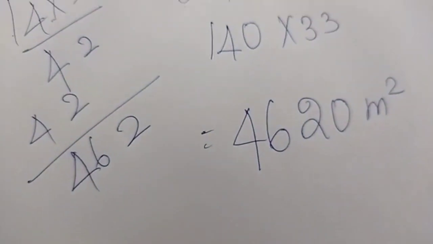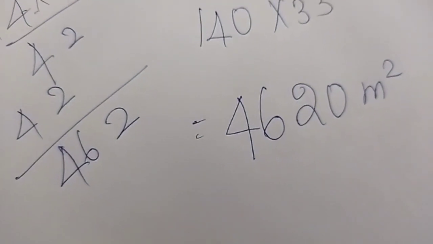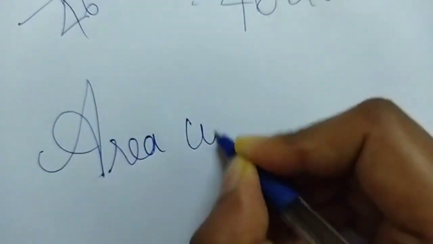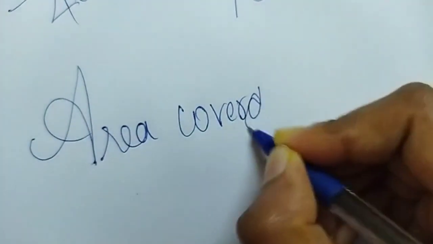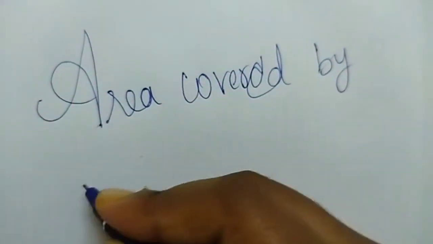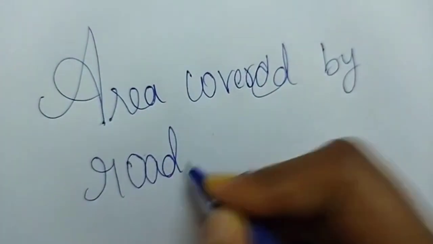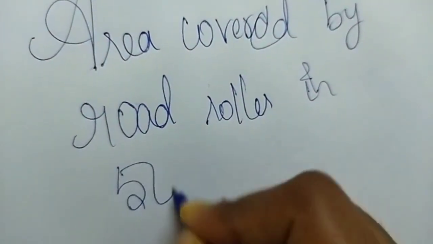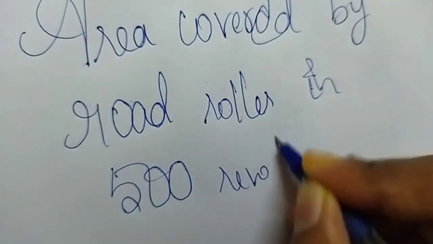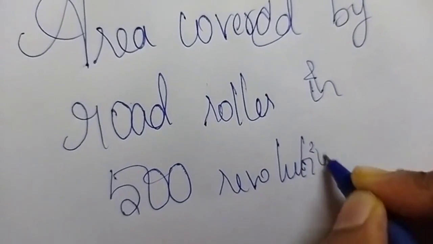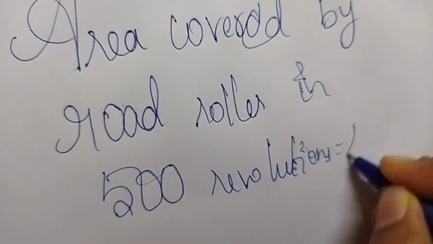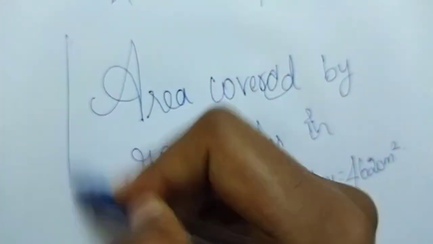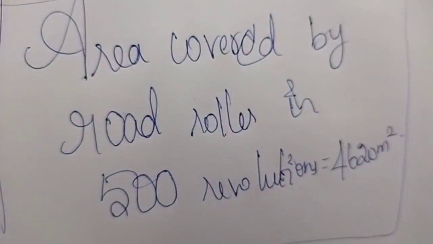So what is the area covered by the cylinder? Area covered by the road roller in 500 revolutions is equal to 4620 meter square. Okay, copy down this one in your classwork. Let's go to the next sum.